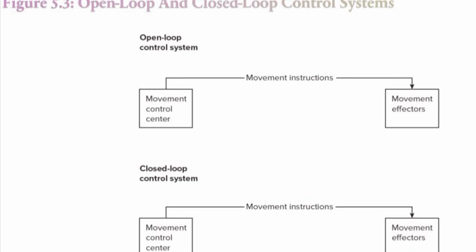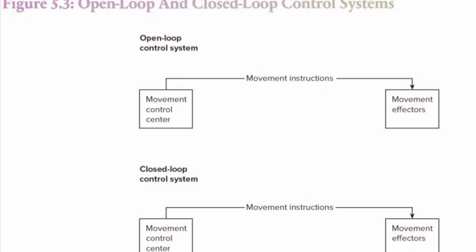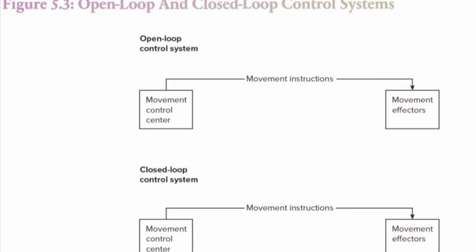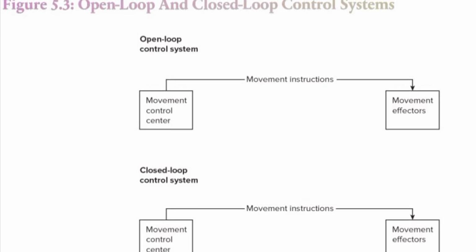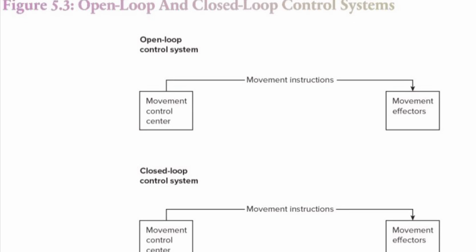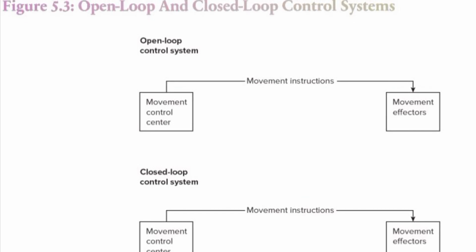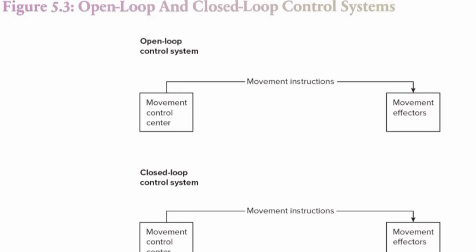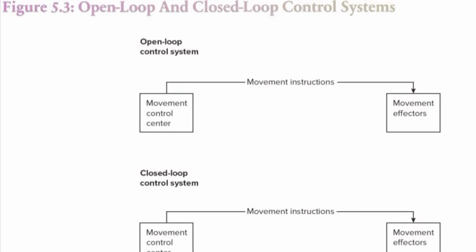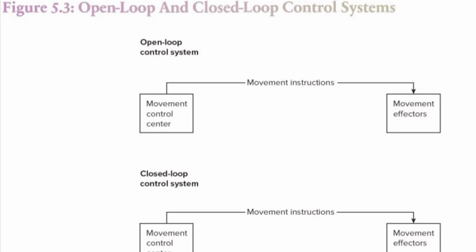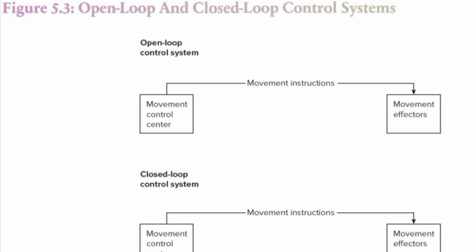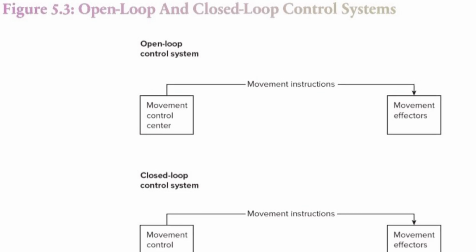And then compared to a closed loop system, that one does use feedback. The control center issues info to the effectors sufficient only to initiate movement, so it relies on the feedback to continue and terminate movement. Looking at the image, we have movement control center, movement instructions, movement effectors, and then feedback. It takes that feedback in order to make the proper decision.